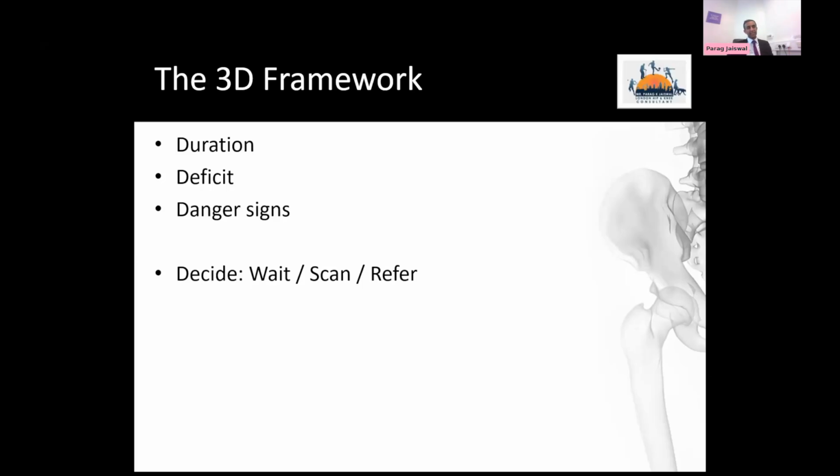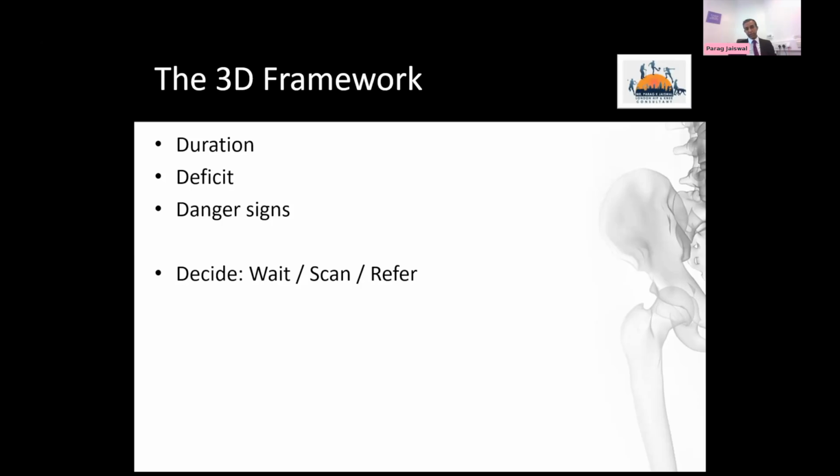And then the next D is deficit. I see a lot of patients that have gone through the MSK pathway. So they've had some physiotherapy, they've had some improvement, but they haven't got back to where they want to be. And so I typically ask them, what's this hip pain or knee pain stopping you from doing that you'd like to be able to do?